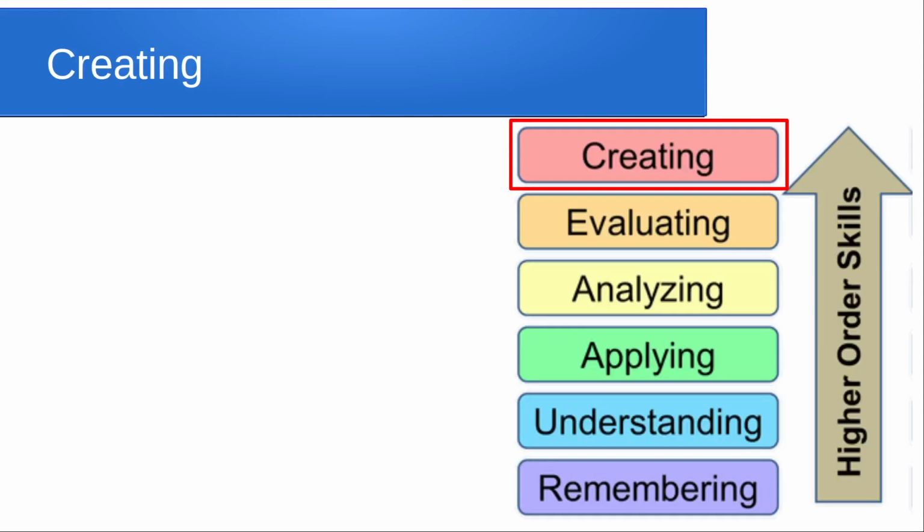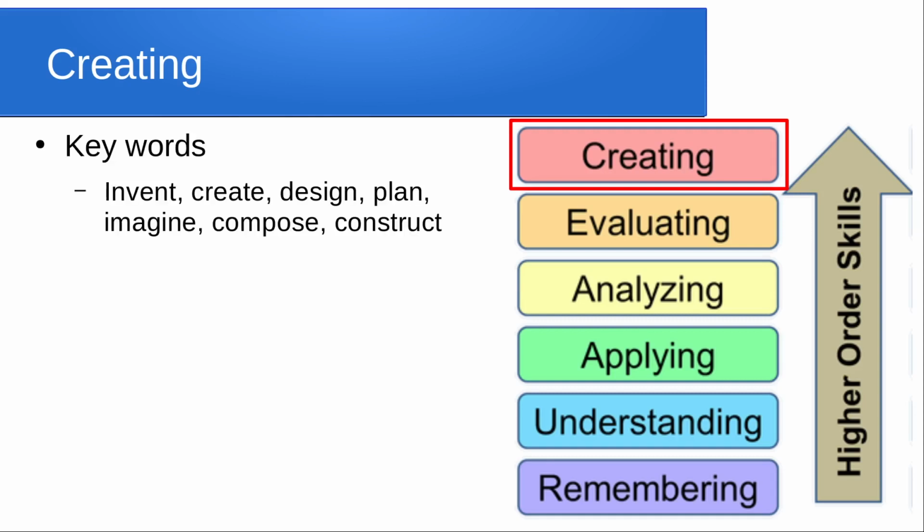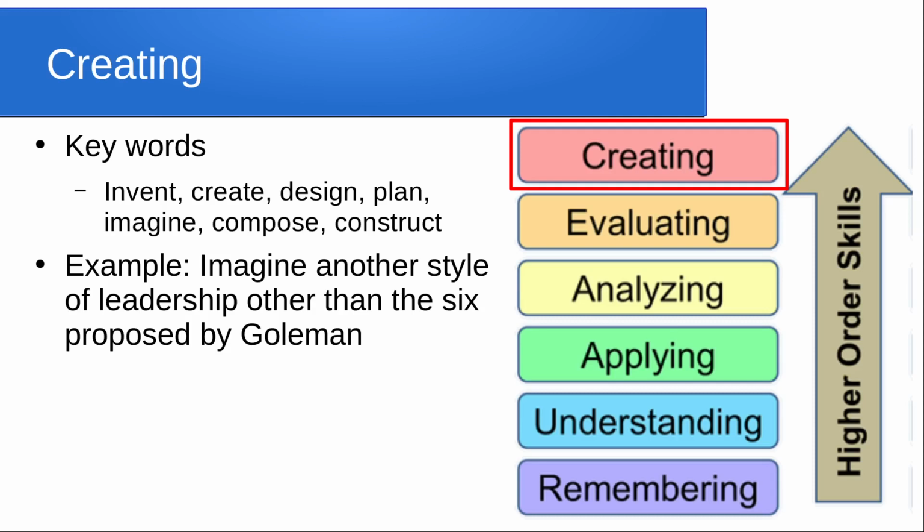Now, when we get to the highest level, this is generally how we get the highest grades, by focusing on creating. Keywords we're looking for here are invent, create, design, plan, imagine, compose, or construct. An example might be, imagine another style of leadership other than the 6 proposed by Goleman. So very often undergraduate students study Goleman's 6 leadership styles, published in 2000 in Harvard Business Review. So this is just telling you, create another one. Create one that's not covered by his.